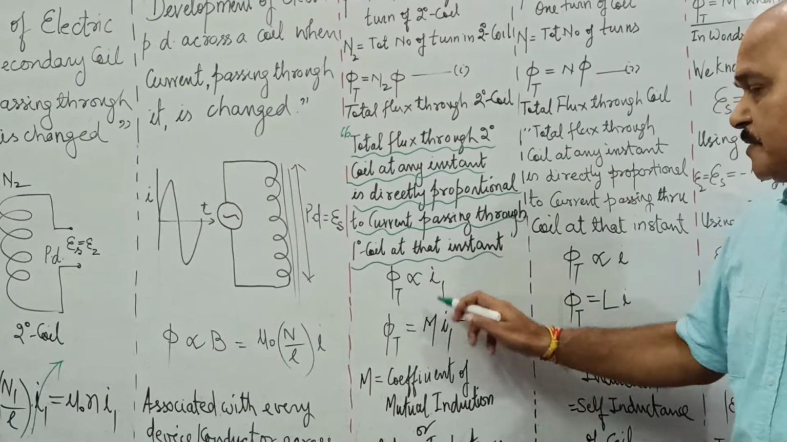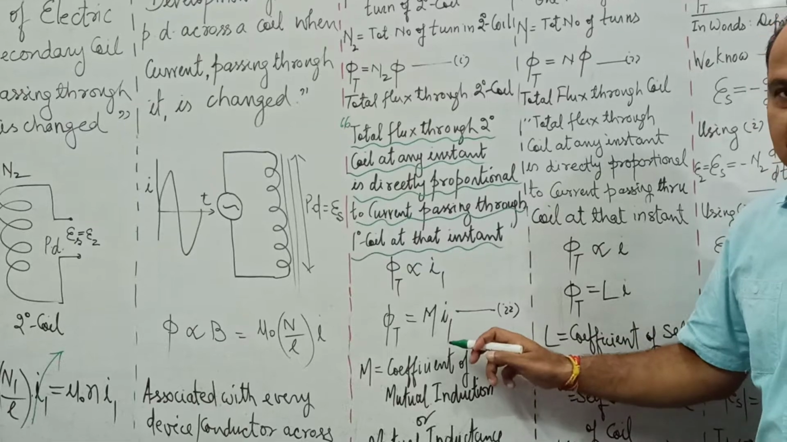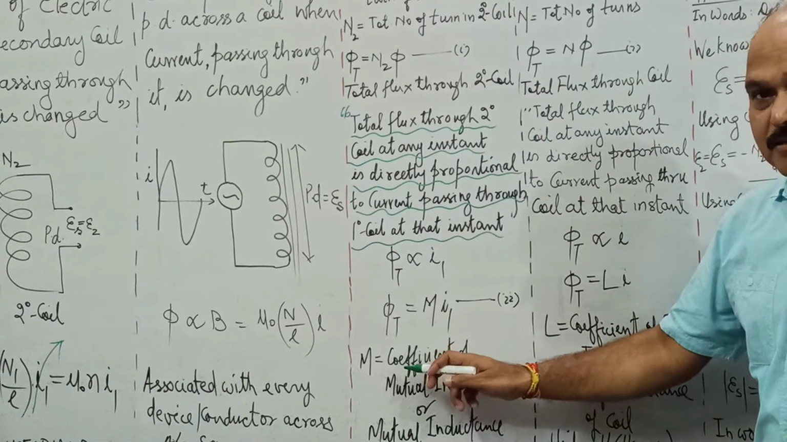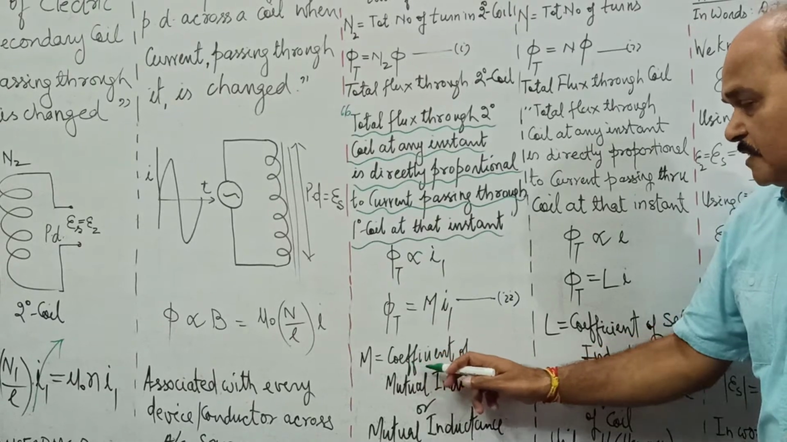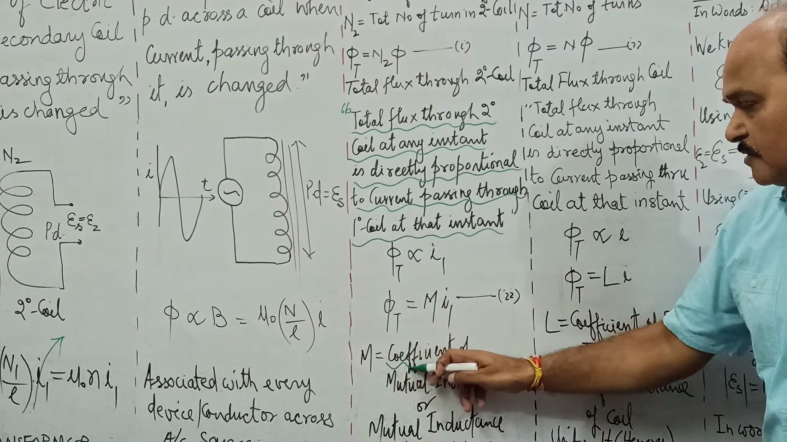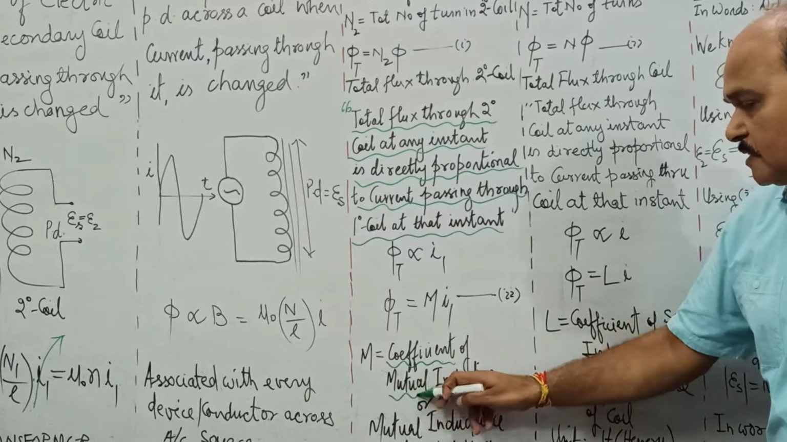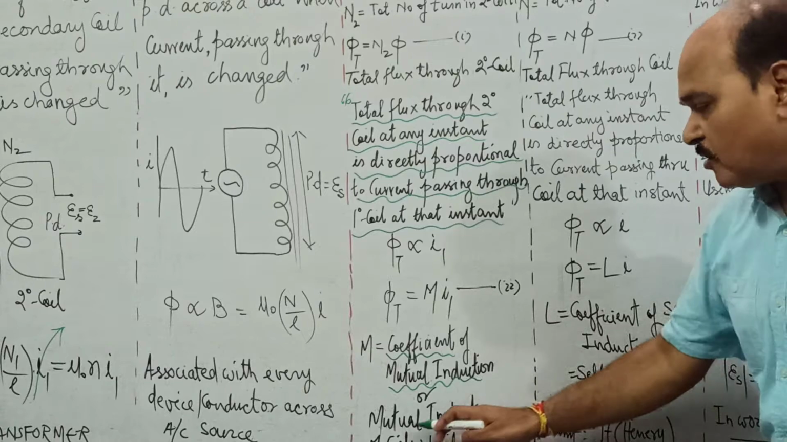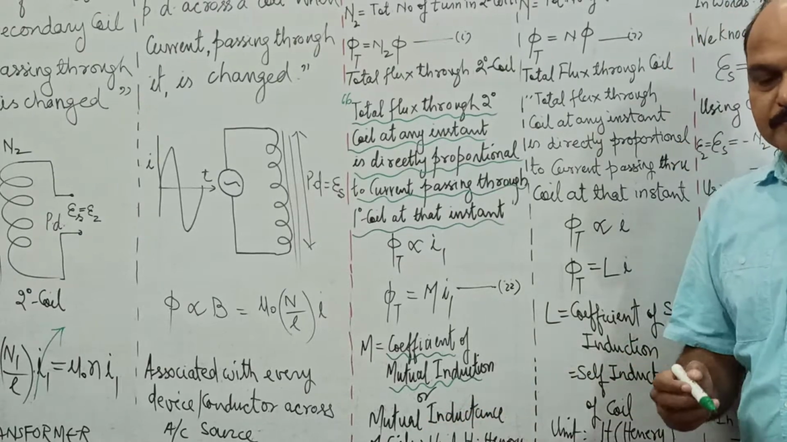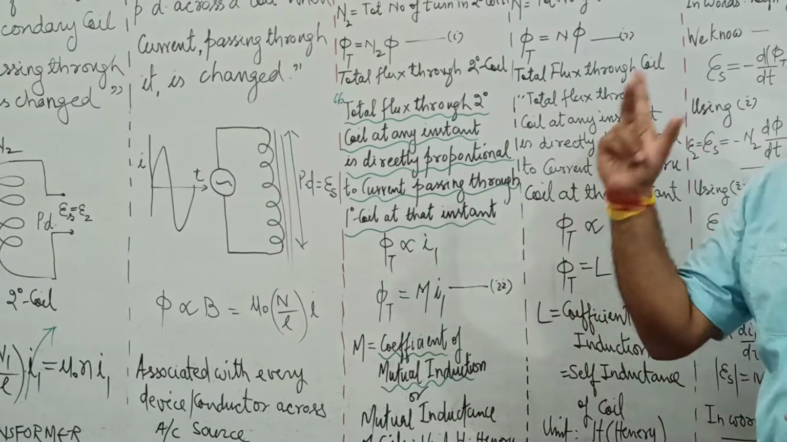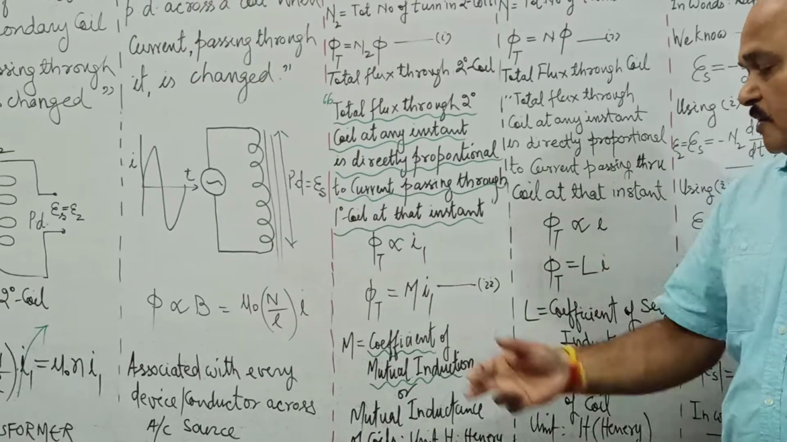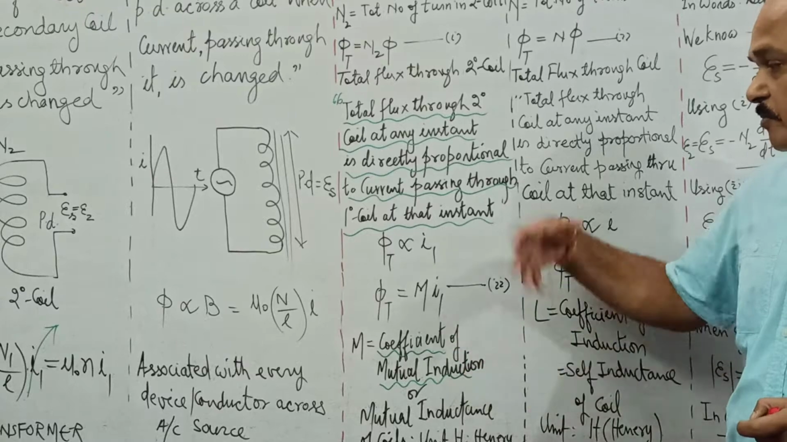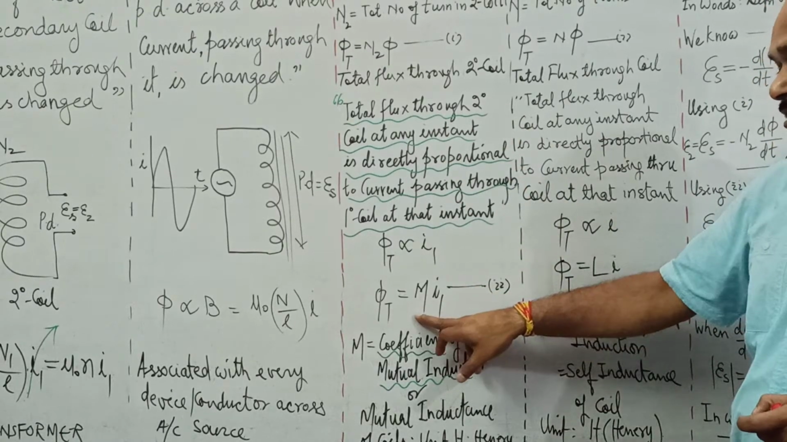If we remove the sign of proportionality, we get a constant M. This is capital M. This constant is called the coefficient of mutual induction, or mutual inductance of the coil. So this M is constant for a pair of coils and its unit is Henry, H. This is the SI unit. Otherwise there are a number of units you can find out. From here also you can find out the unit.